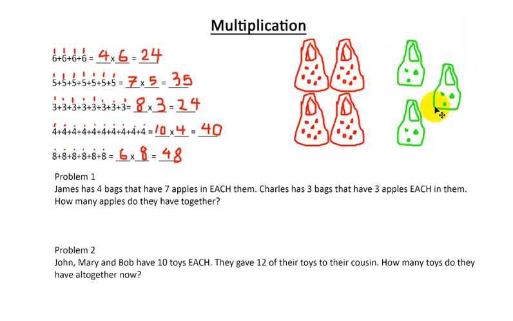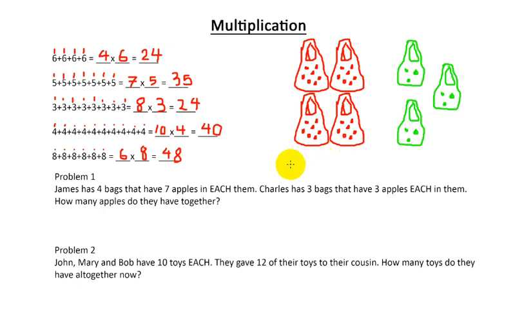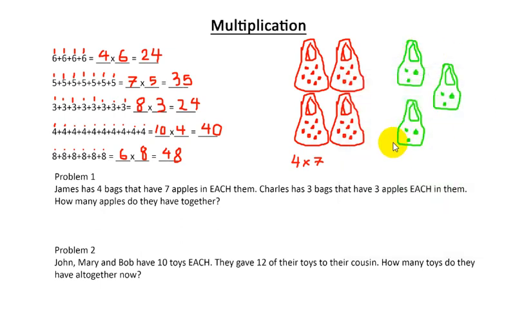Now, how are we going to solve this? You might be finding it a little difficult right now. What we need to realize is that basically, James's apples are 4 sets of 7, which is basically like saying 4 sevens. So to turn this into a multiplication, let's take red again. I would do 4 times 7. And for Charles's apples, I would say they are 3 sets of 3s. So it would be 3. His apples are 3 times 3. That's how many apples he has.